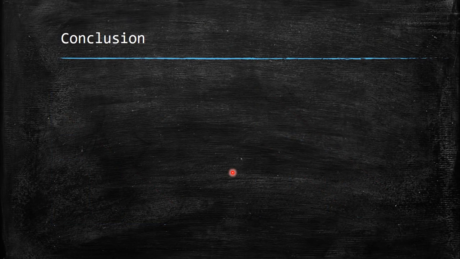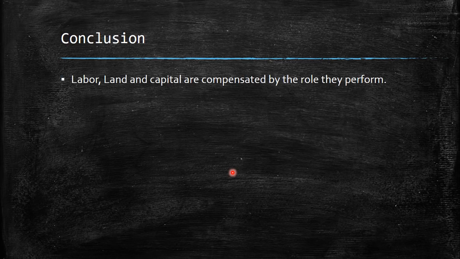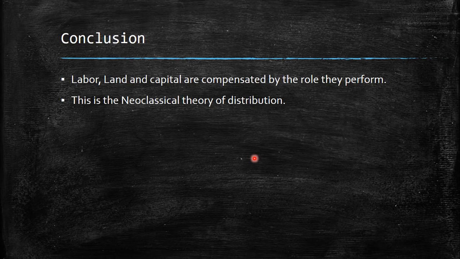Then, as a conclusion of this chapter about the very beginning of the factors of production, we know that labor, land, and capital are compensated by the role they perform. If they are generating great benefits, I will pay a lot for them. If I'm not getting much from them, I will pay little. This is what we call the neoclassical theory of distribution. It is well accepted for understanding the total income of a country, and we can split it among the factors of production: land, labor, and capital.